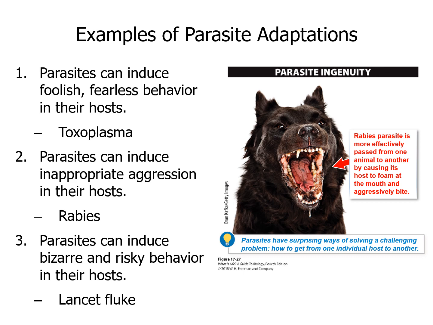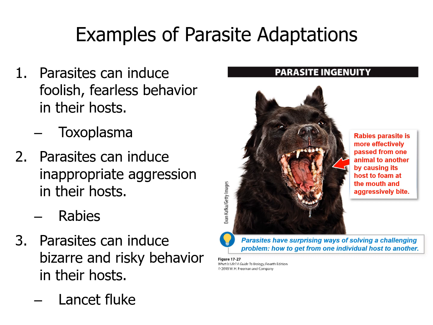Now, parasites are pretty wild in the way that they can affect their host. And these are a couple examples of the ways some of these parasites can do that. So the first example that we have is parasites can induce foolish, fearless behavior in their host. The example we have is toxoplasma. Toxoplasma actually has two hosts that they will enter into.